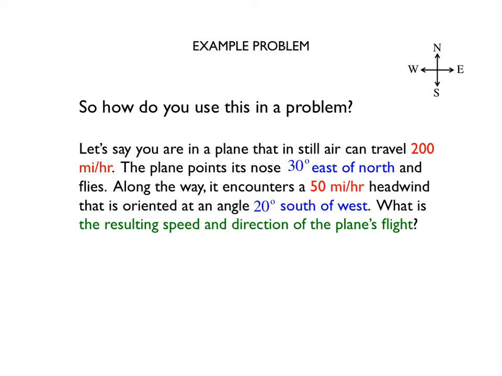So this is a problem in which we can use graphical vector addition to determine the motion of an airplane. We have an airplane that can move 200 miles per hour in still air. It's moving 30 degrees east of north, which is in this direction, runs into a headwind of 50 miles per hour that is 20 degrees south of west, which is in this direction. And the question is, what is its net motion?